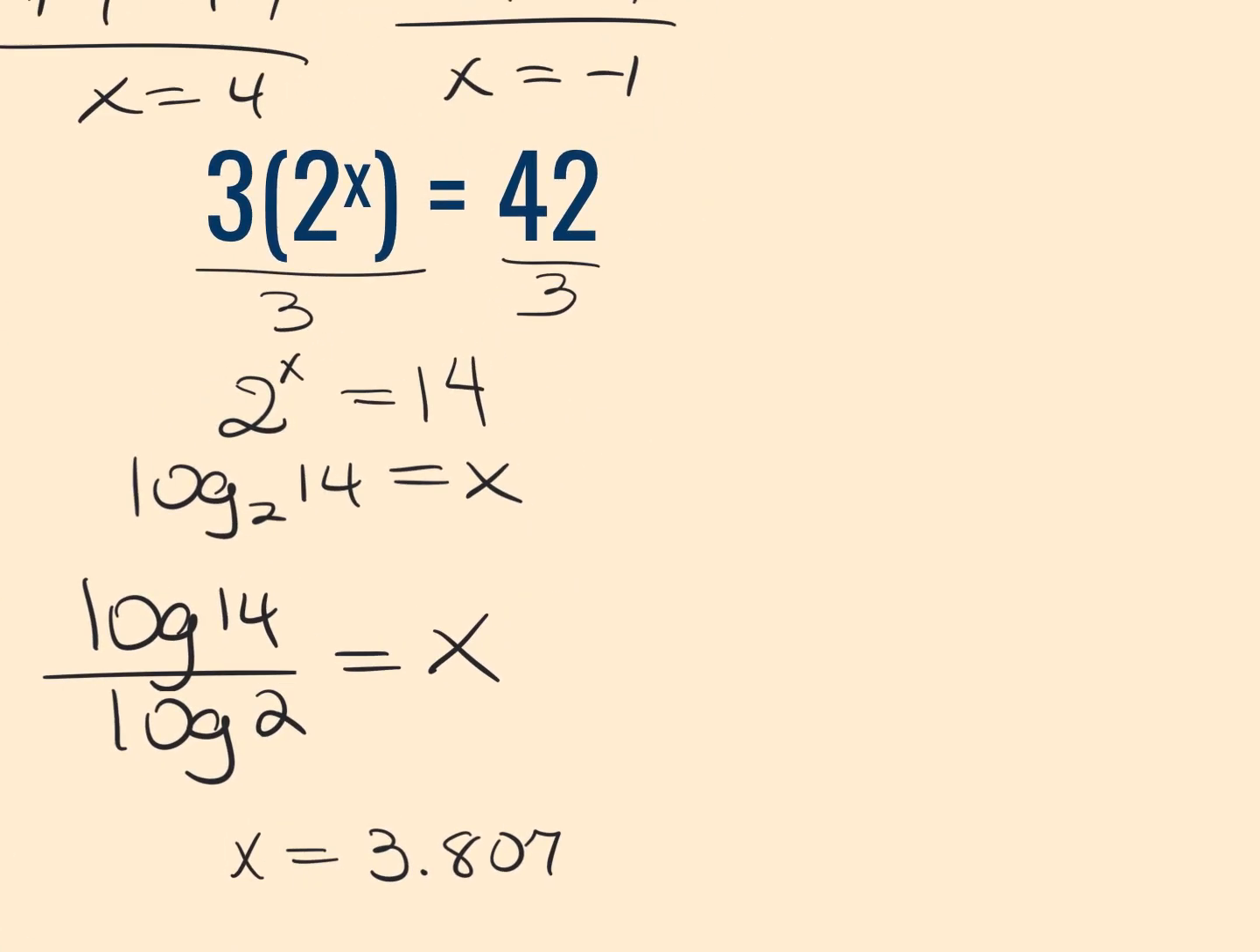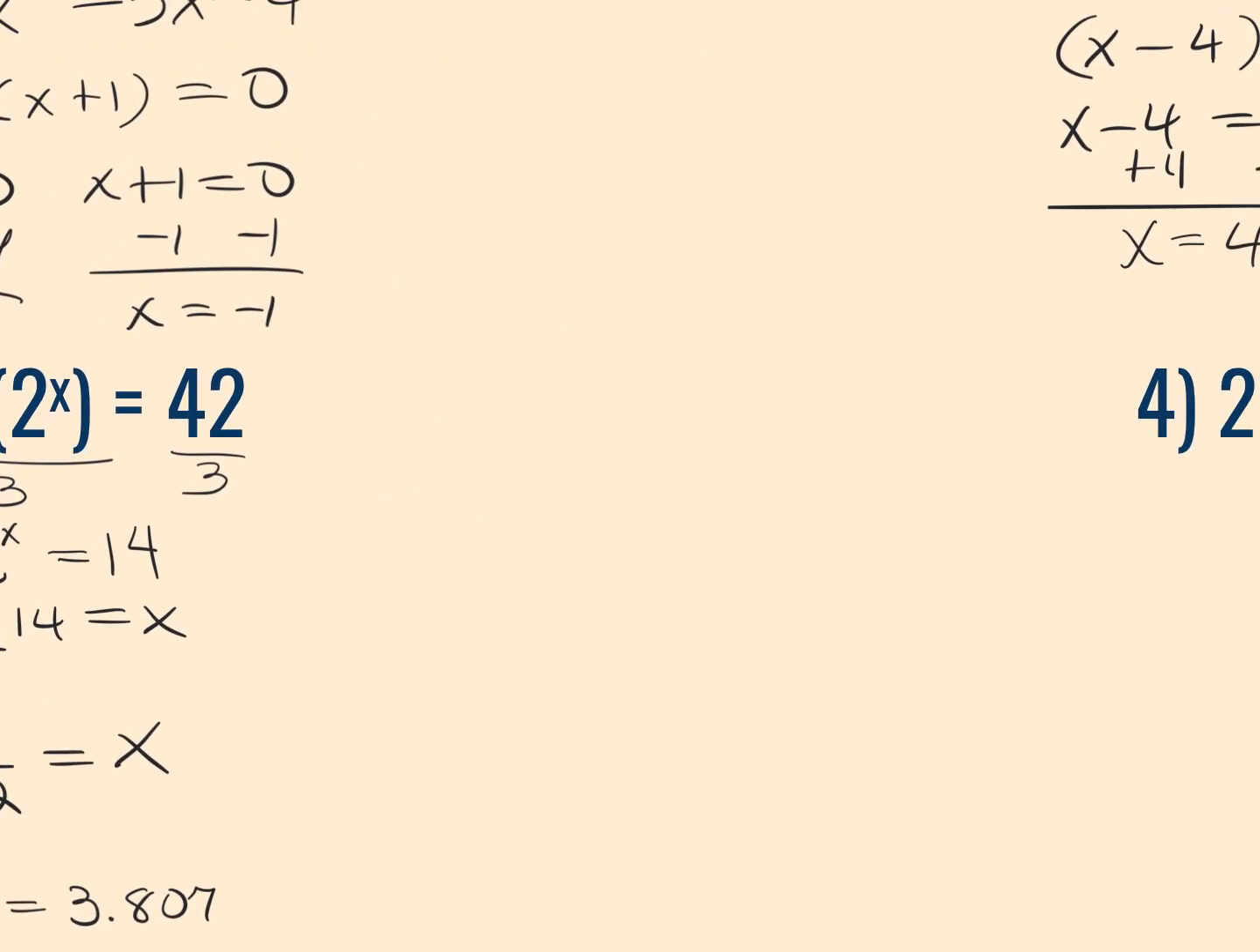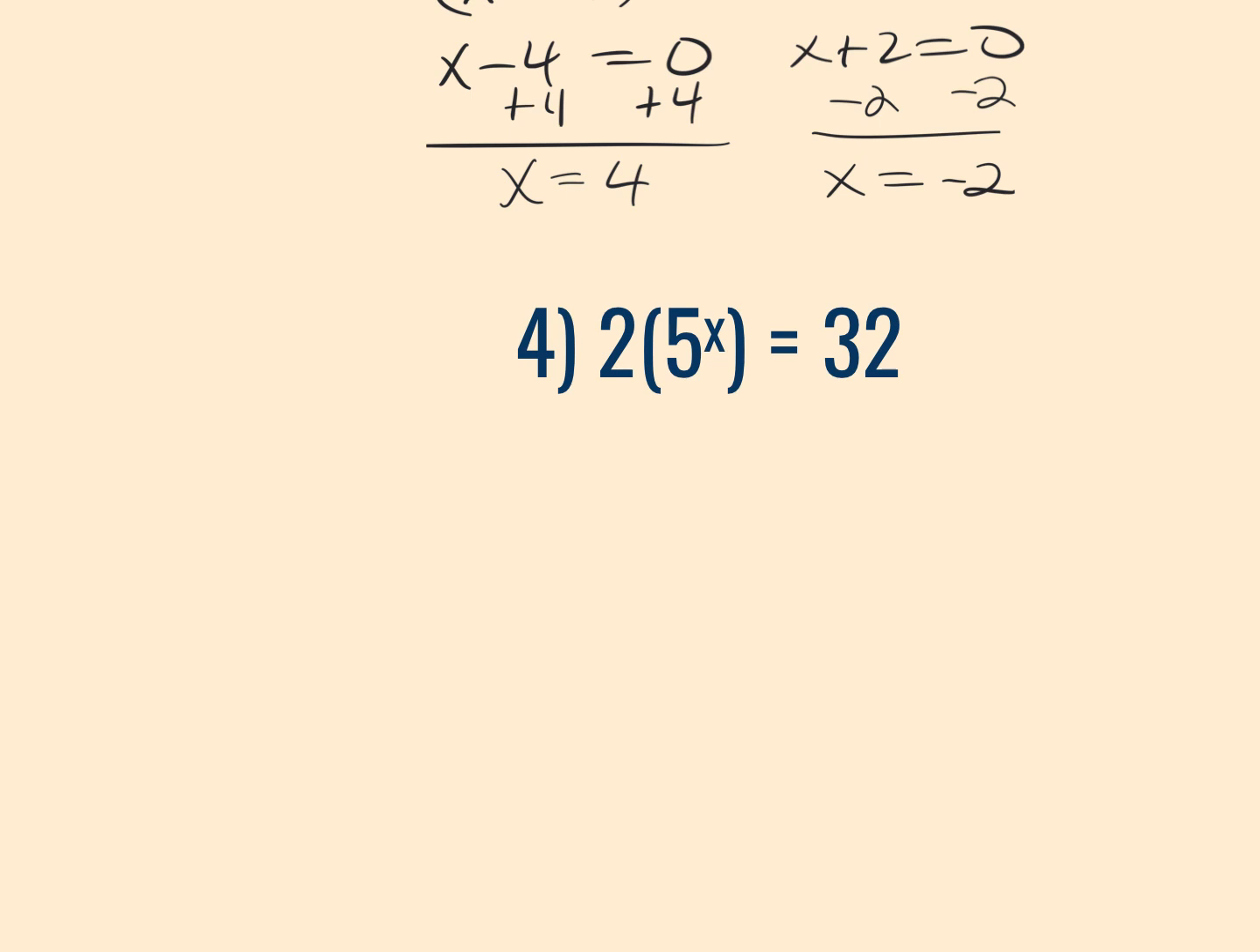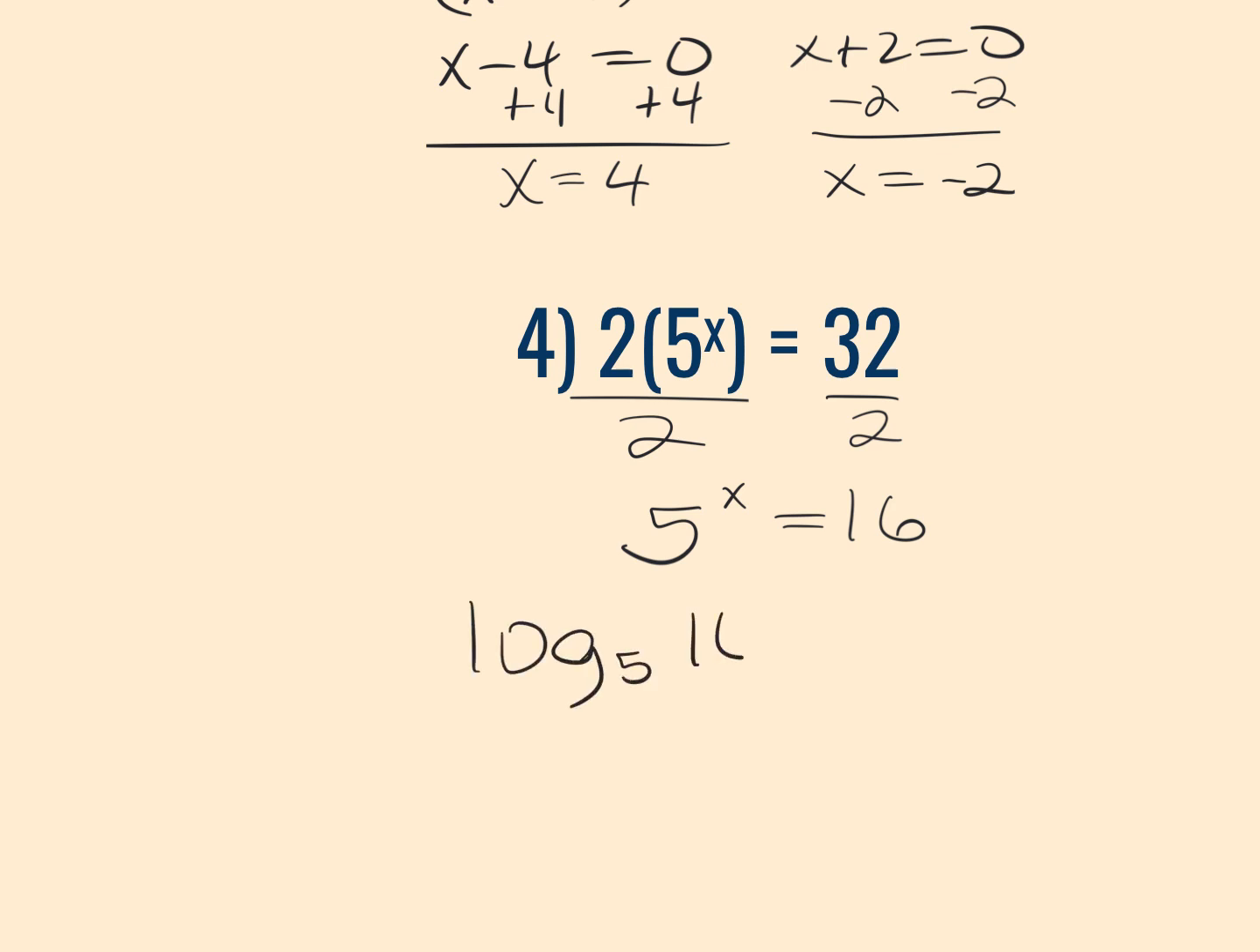So number 4 is also a calculator question. Again, I'm going to isolate the 5 to the x, so I'm going to divide both sides by 2, and I get 5 to the x power equals 16. Again, I cannot solve this exponentially. I can't change 16 so it has a base of 5, so I'm going to convert it to log. So it's going to be log base 5 of 16 equals x. So this is what you're going to enter into your calculator.